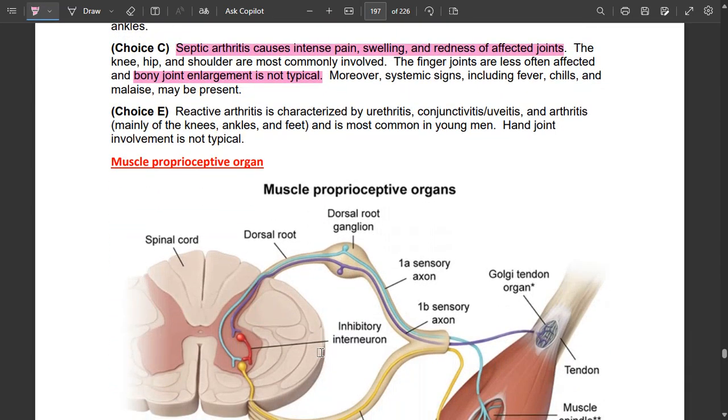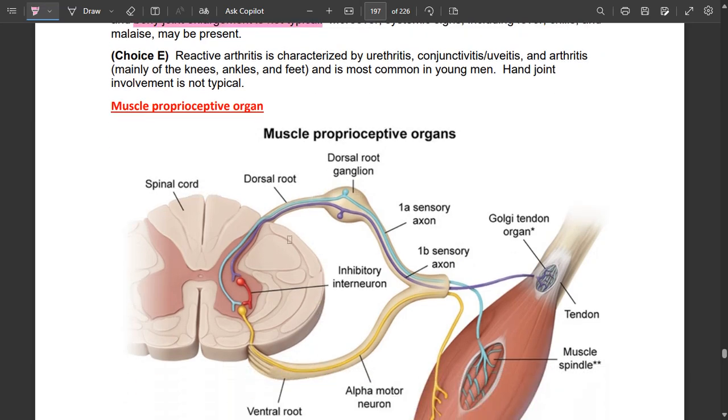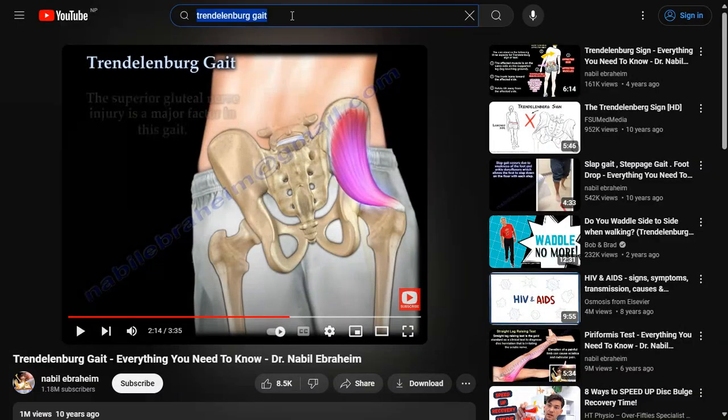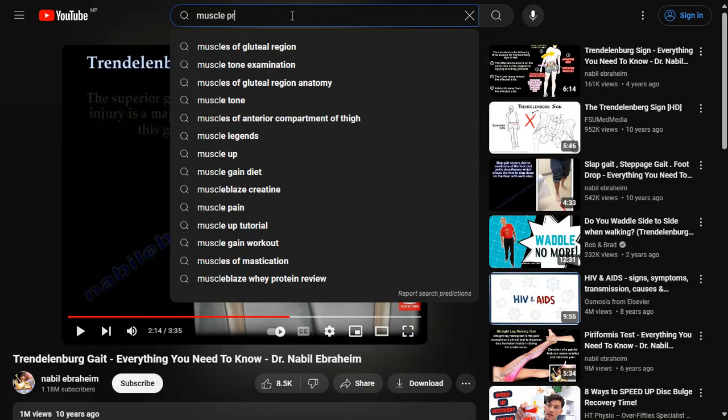So now let's talk about muscle proprioceptive organs.